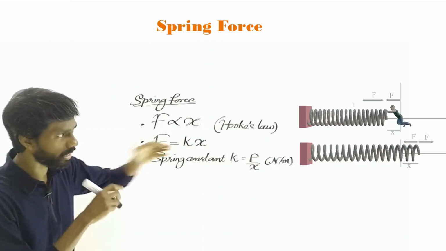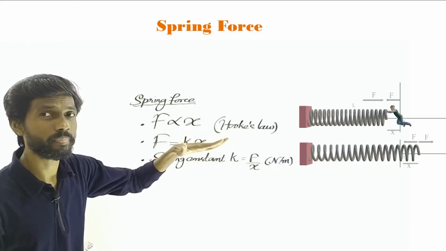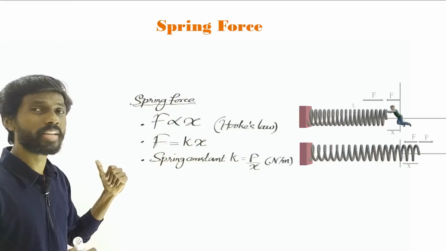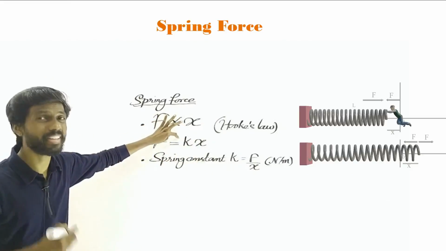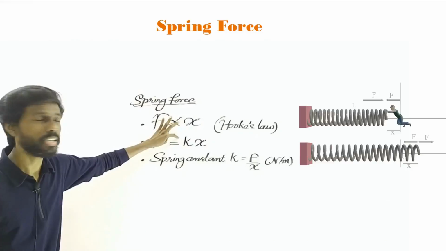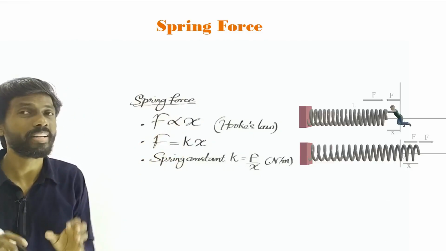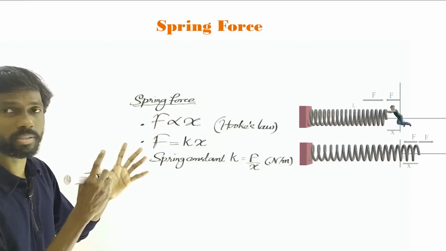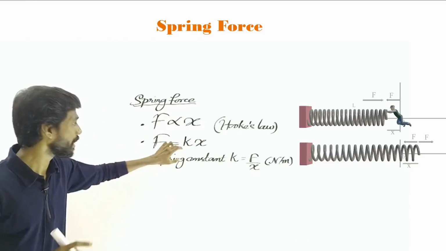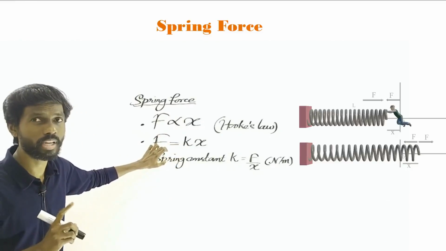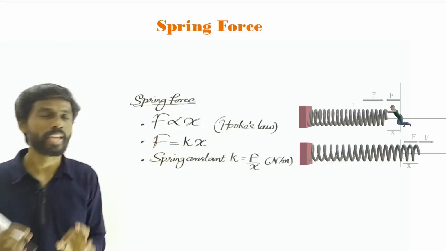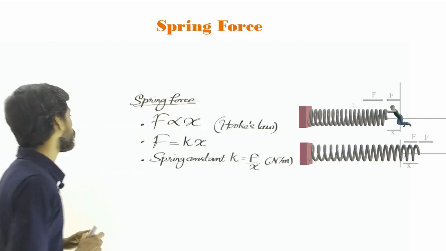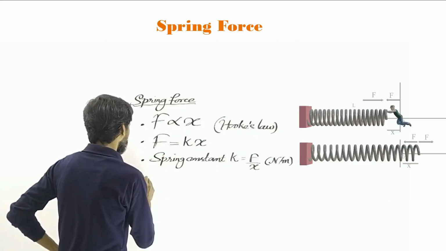So when x is negative, the force will be positive. When x is positive, like in the second case, then the force is in the opposite direction, negative. So that means this can be written as minus kx also. But we are only writing the magnitude, and the direction can be decided depending upon the situation. Is that okay? So F equal to kx. Now just one more point we will write about the spring constant.